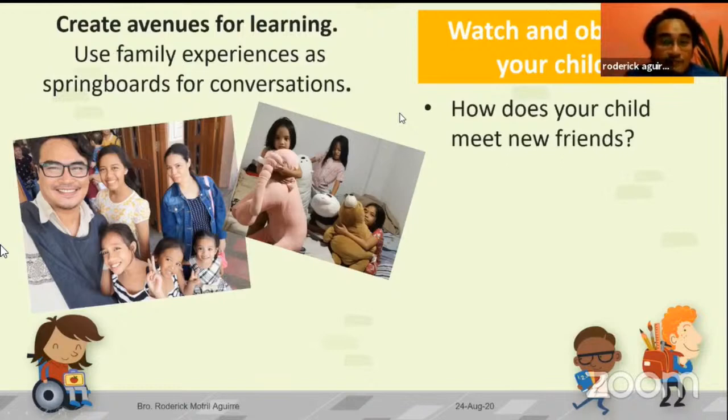How do they make new friends? How do they interact? Mahiyain ba siya? Kung mahiyain siya, then do something about it. Hindi ginagawa ng mga magulang, kasi mahiyain lang talaga siya eh. No, you know that is one of your kid's loopholes, then do something about it.